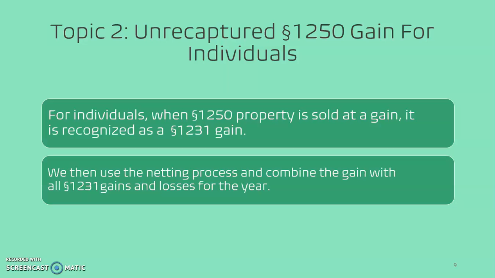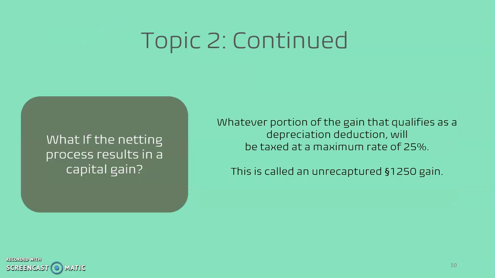Topic 2. Unrecaptured Section 1250 gain for individuals. When individuals sell Section 1250 property at a gain, it is recognized as a Section 1231 gain. We then use the netting process and combine the gain with all Section 1231 gains and losses for the year. So what if the netting process results in a capital gain? Then whatever portion of the gain is attributable to depreciation deductions will be taxed at a maximum rate of 25%.